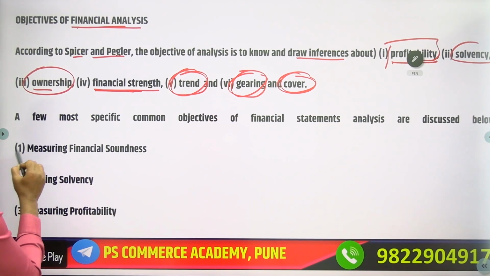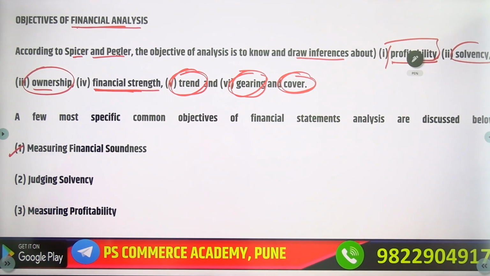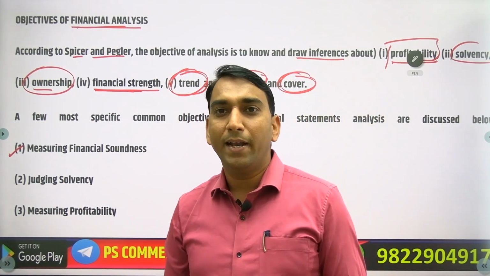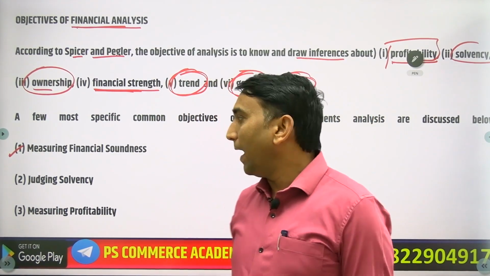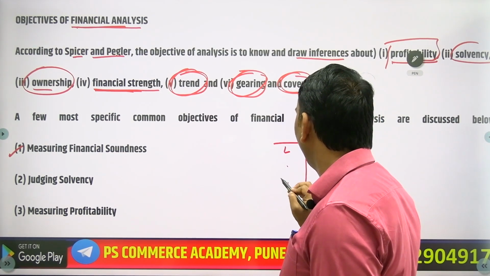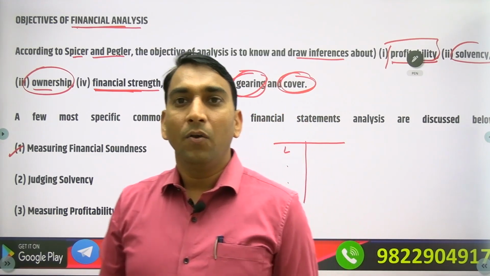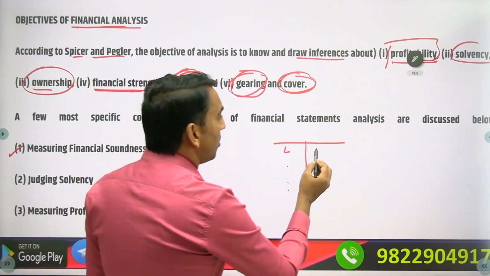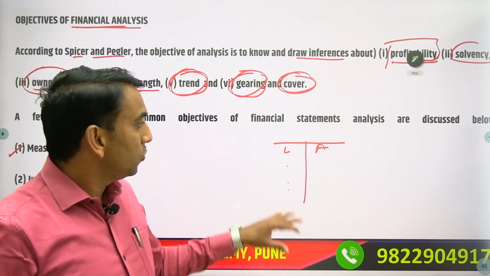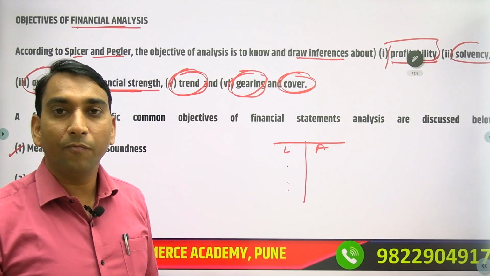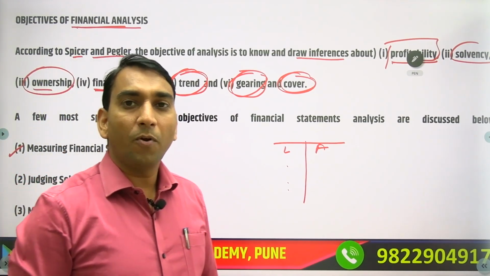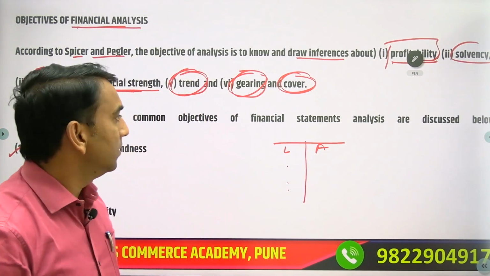So first is that measuring financial soundness. Measuring financial soundness. Whether the business is sound or not, means whatever liabilities are there in the balance sheet, to pay those liabilities, whether business has sufficient assets or not. If business has sufficient assets to pay the liabilities, then we can say that business is sound. If business is earning very good profit, then also we can say it is sound.